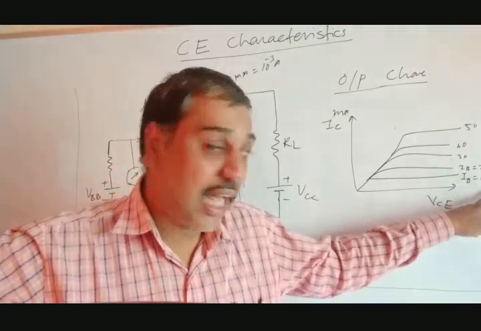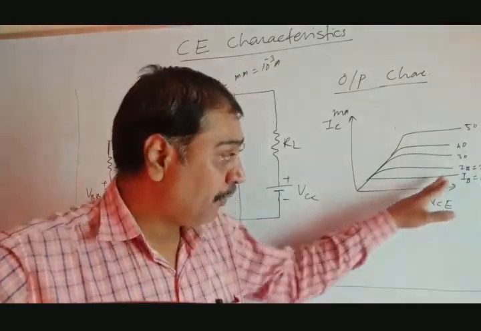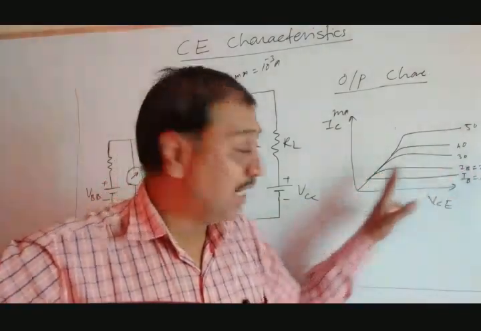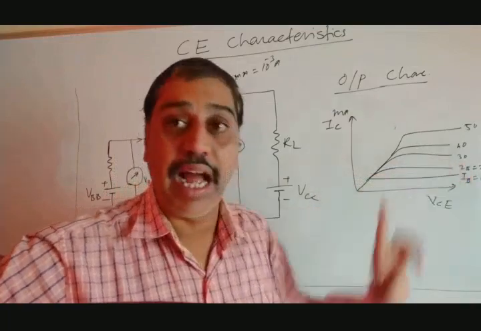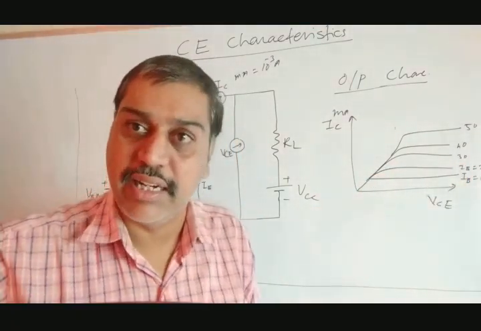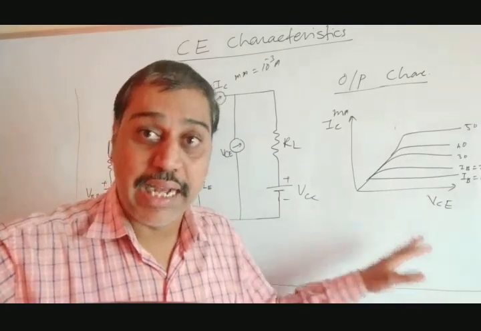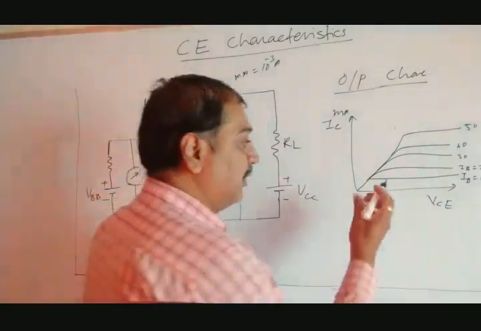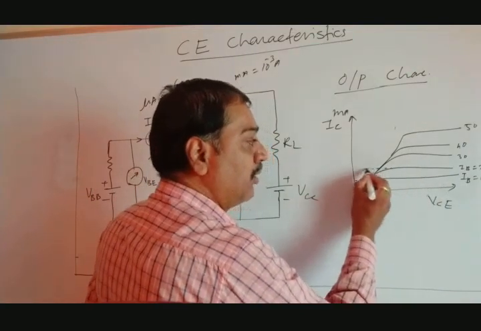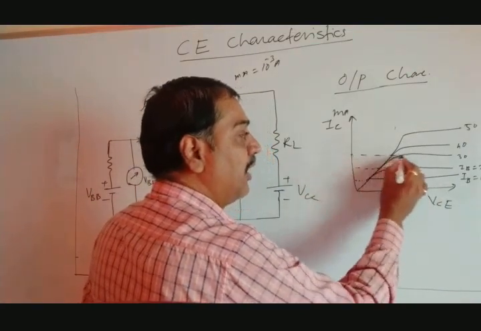Now if we change the IB, what will occur? This value, again it is constant up to this value. It increases up to this value, again constant. IB equal to 20 microampere. In this fashion, this current increases with voltage, and remember the highest value, this value is for 10 microampere, this is for 20, this is for 30 and so on.